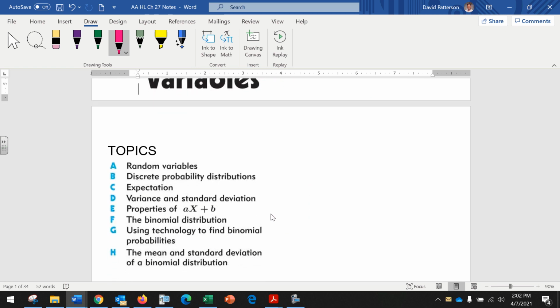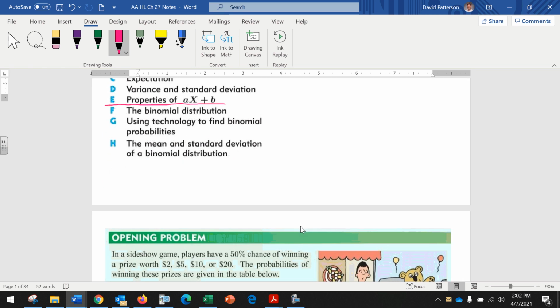So as you see, there's lots of topics in this section. This first video is going to cover topics A through E. So we're going to talk about random variables in general, then specifically discrete probability distributions. Then we'll talk about expectation, another word for mean. Then we're going to talk about variance and standard deviation. And then finally, we're going to talk about these linear transformations that take the form of AX plus B. And then we'll have another video to talk about the binomial discrete random variables later on.